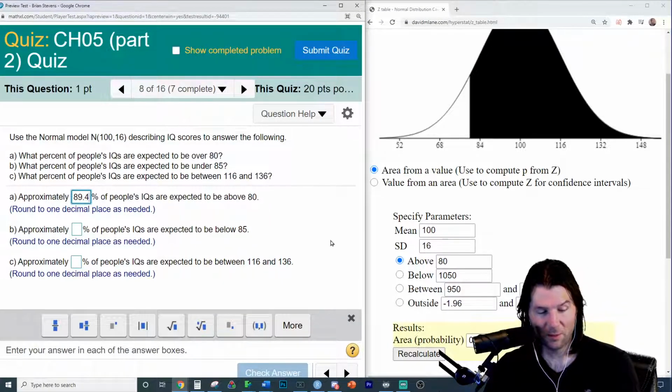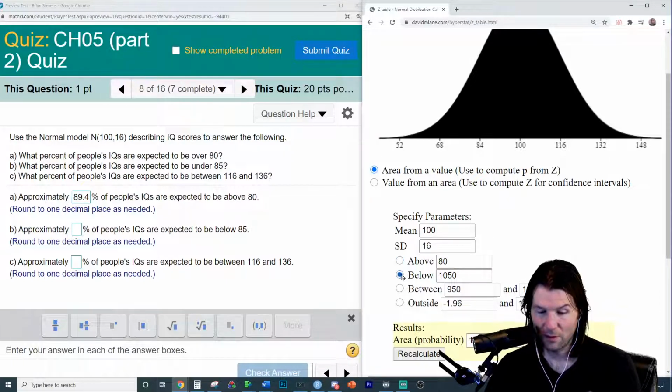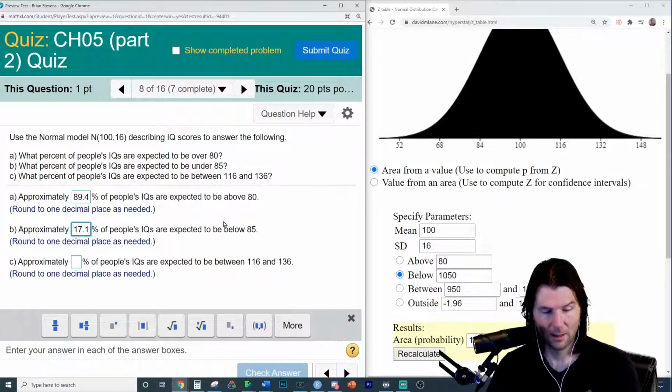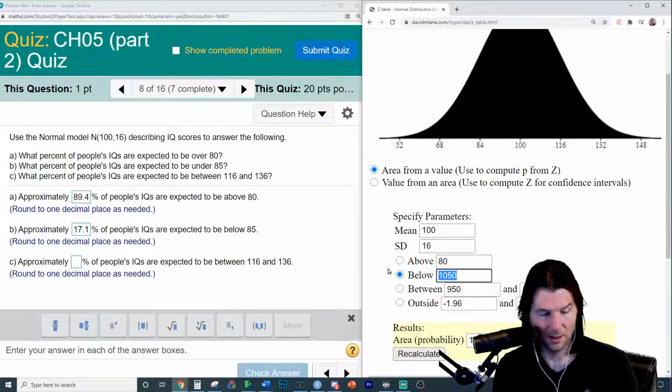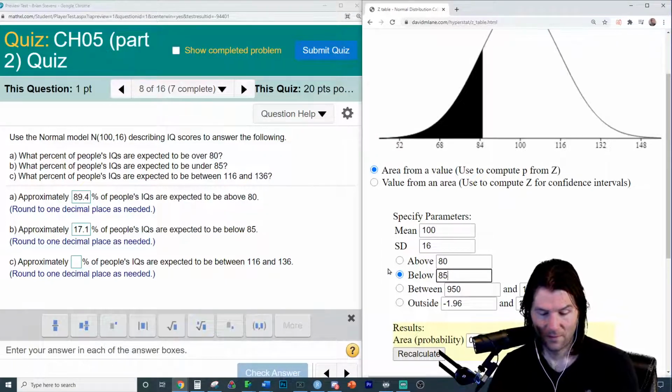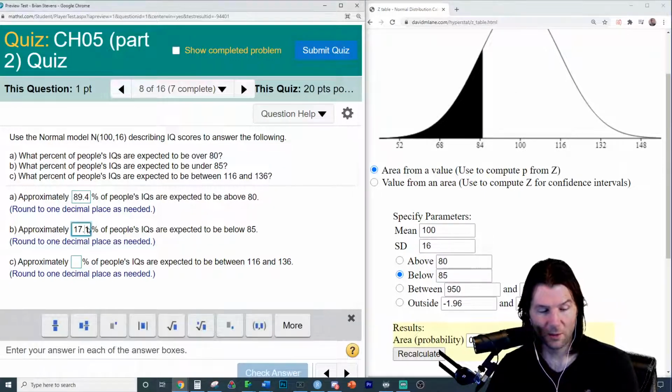Approximately blank percent of IQ is predictable below 85. So below 85, right there. See, we're going to put in this guess. There we go. Let's put in the guess. That's our guess. We were so close. That was pretty close. That was a good guess.